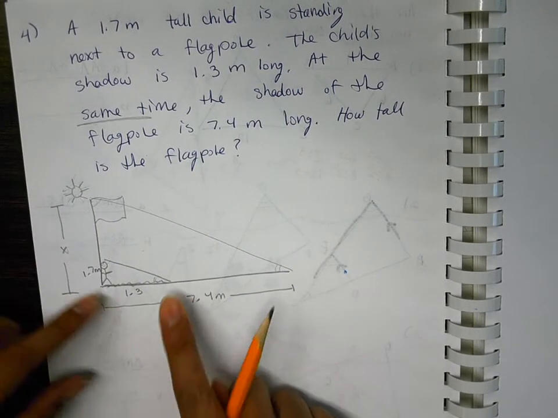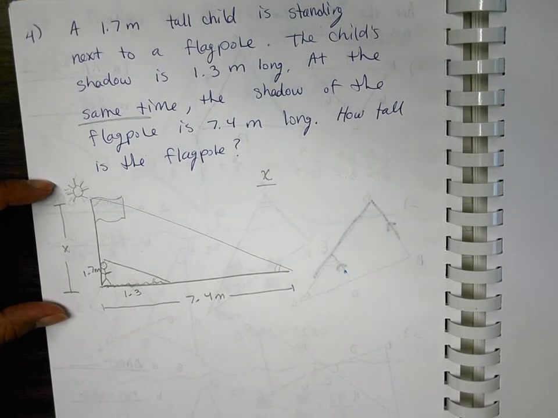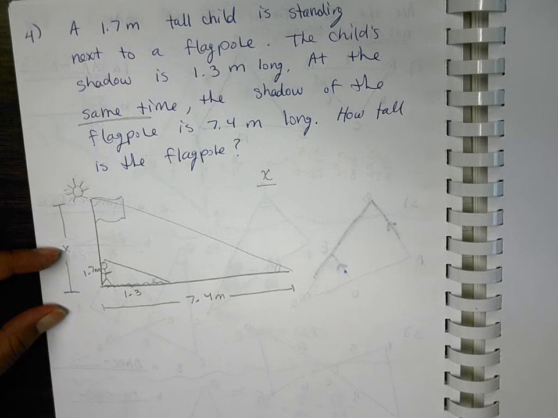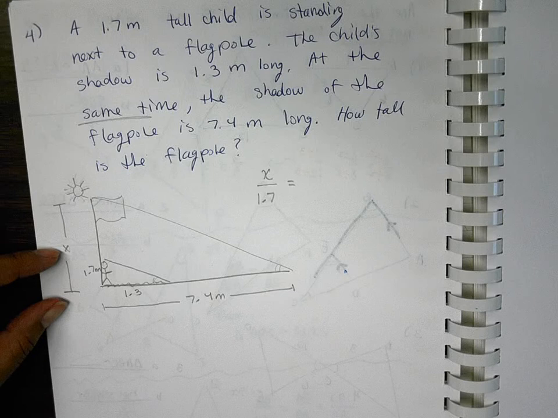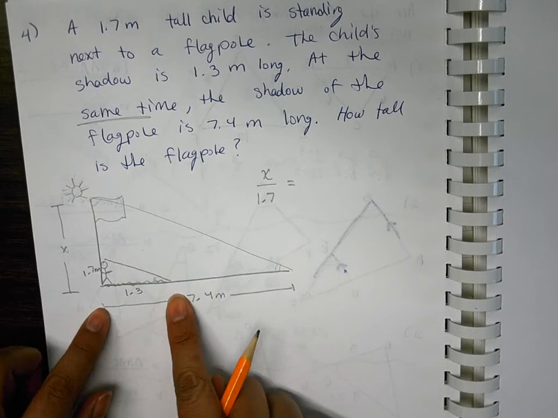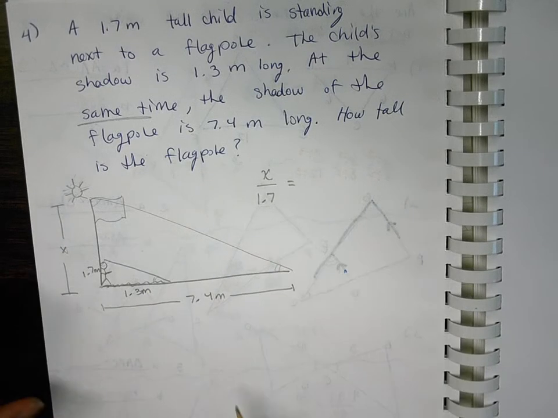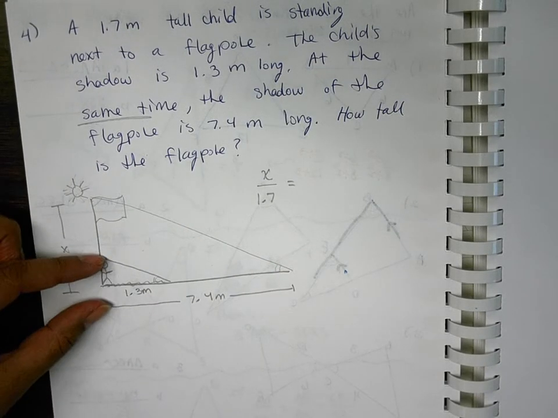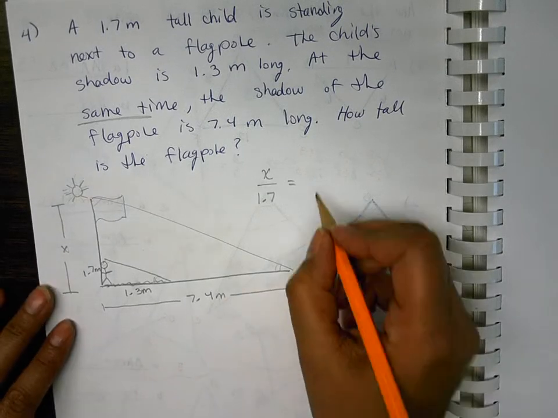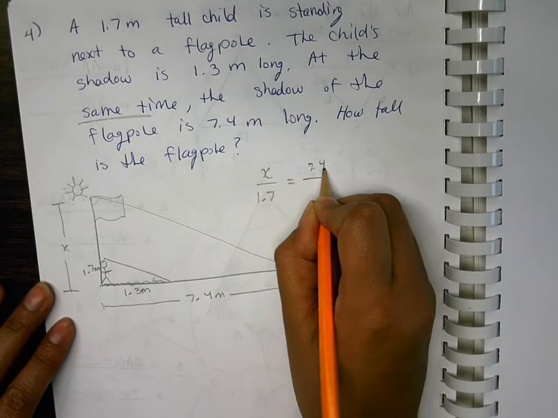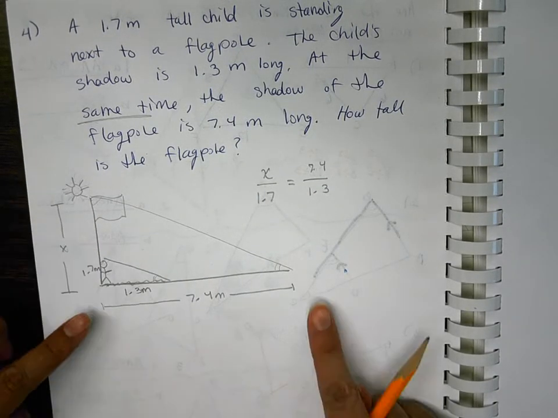So height of the flagpole is what? X, that's what we're looking for. Over height of the child, what's the height of the child? Okay, height over height, shadow over shadow. Would I do 1.3 over 7.4 or the other way around? I did pole over child, pole over child. Which one goes at the top? 7.4. 7.4 over 1.3. Do you see that? Big, small, big, small. Yes or no?